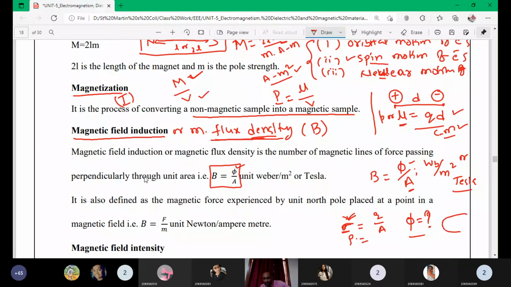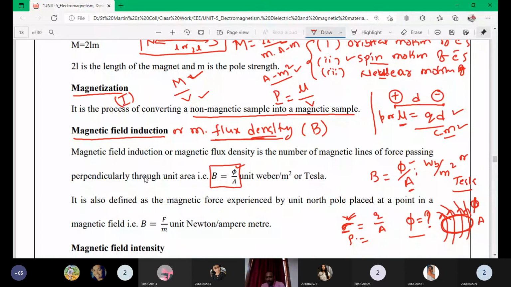Suppose you have an area, this much area. In this area, how many magnetic field lines pass through this area gives the magnetic flux. We are taking some area A, any area you can say. How many magnetic lines are passing perpendicular to this area gives the magnetic flux. So here the definition of flux we have defined.